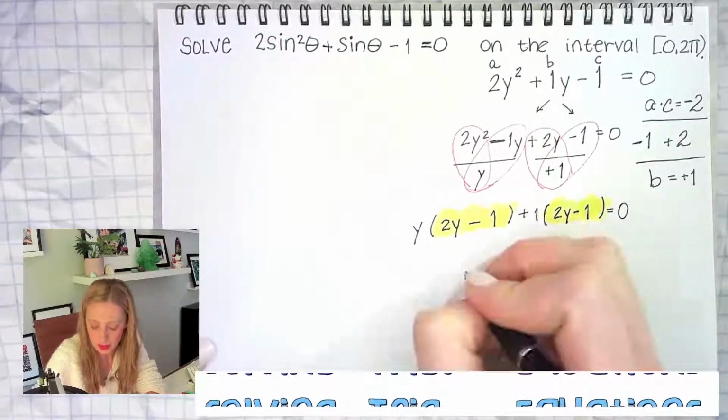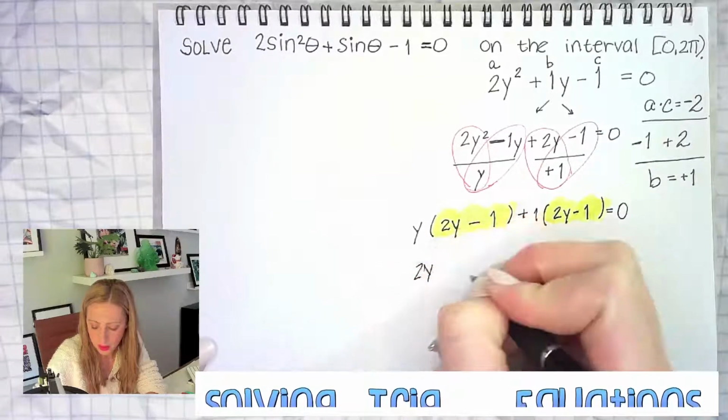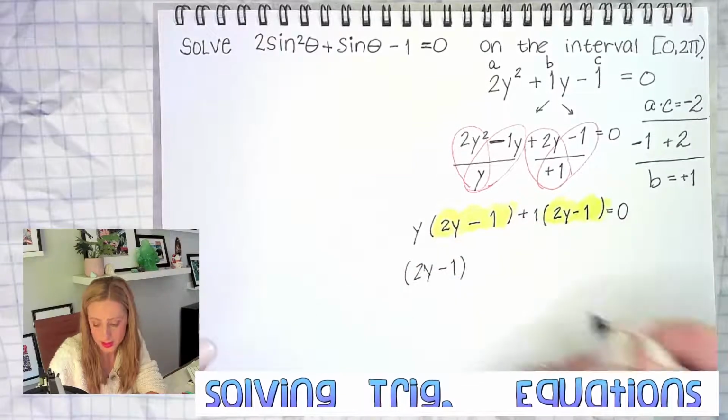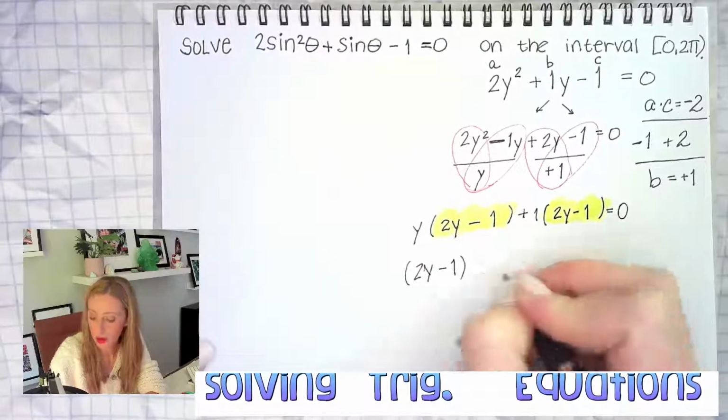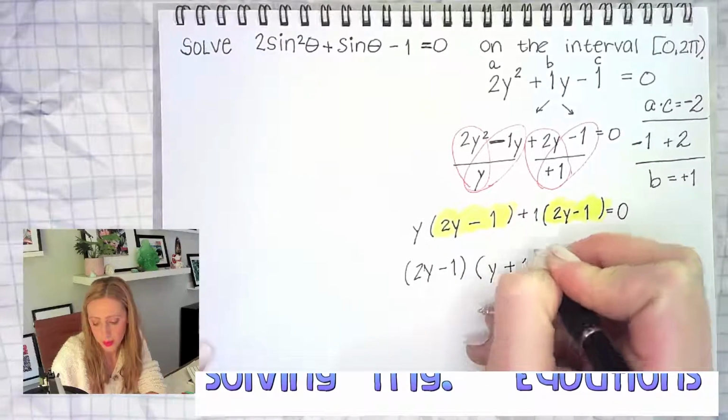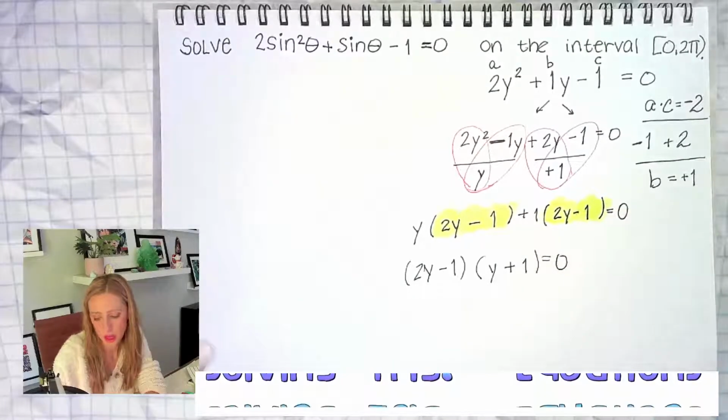I could underline and do that all again, but because it's more to write, I'm not going to do that. Make sure you put parentheses. If that gets factored out front, what is left inside? Y plus 1. And then you would solve from there.